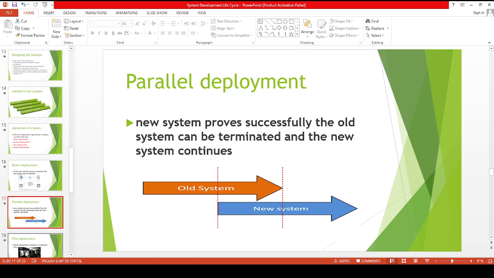Parallel deployment. If the new system proves successful, the old system can be terminated and the new system continues. You can also see the example for that parallel deployment.